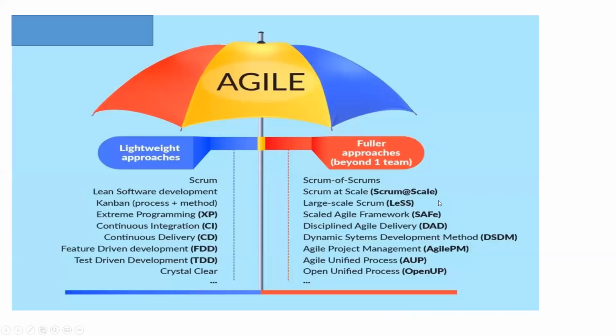So what is the time now? This is going to be our last slide. So I just want to send home the message I've been saying, that Agile is a very big umbrella. Under it, there are a lot of practices. Under it, there's a lightweight approach, there's a heavyweight approach. Scrum is number 1. Lean software development, Kanban, extreme programming, continuous integration, continuous delivery, feature-driven, test-driven, Crystal Clear. These are all types of Agile used to deliver software.